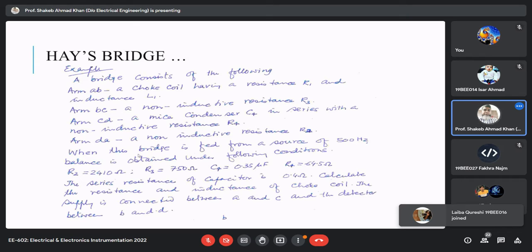First of all, you draw. If your bridge circuit is not drawn, you draw the bridge circuit from the circuit description in the problem, and then you derive the balance equation, and then you calculate the value from the balance equation. So I want that all of you should draw the diagram, and then you derive the balance equation, and then you solve.